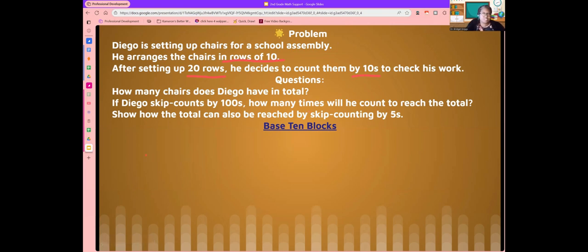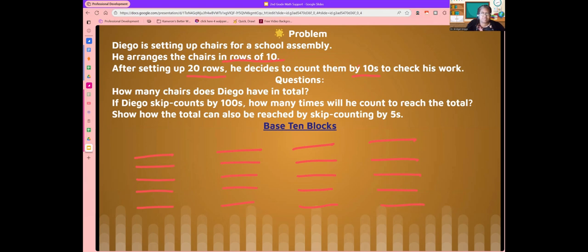So let's see. We have row 1, 2, 3, 4, 5, 6, 7, 8, 9, 10, 11, 12, 13, 14, 15, 16, 17, 18, 19, 20. So these are 20 rows, and we know that each of the rows has 10.